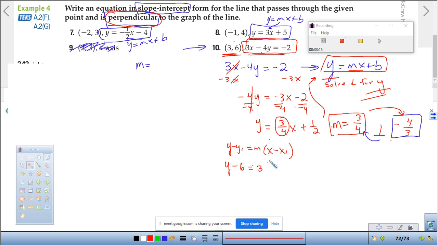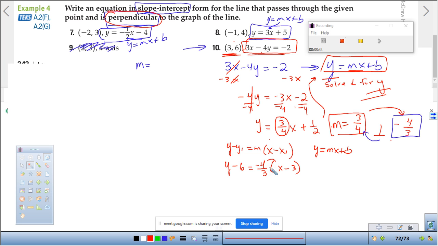Oh, wait. My bad. -4/3. Then x minus x1, which is 3. Kind of done-ish, because they want it in slope-intercept form. Remember, slope-intercept form is back to this part here, where we want it to be y is equal to mx plus b.